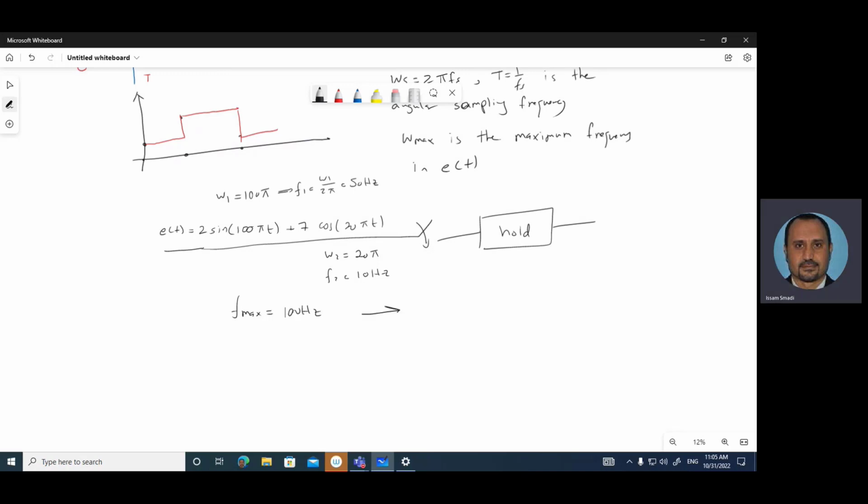So according to Nyquist, or the sampling theorem, F sampling must be at least greater than or equal to 2 times F max, which is equal to 200 hertz. Simply, this means that if I'm sampling at 200 hertz, I can reconstruct the signal. If I'm sampling at 300, I reconstruct the signal with this. If I'm sampling at 2000, I can do that. Correct. But what if I'm sampling at 100 hertz?